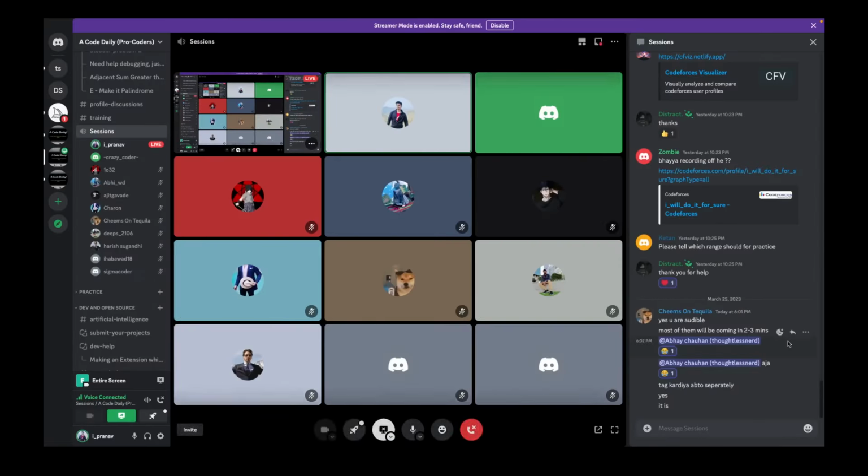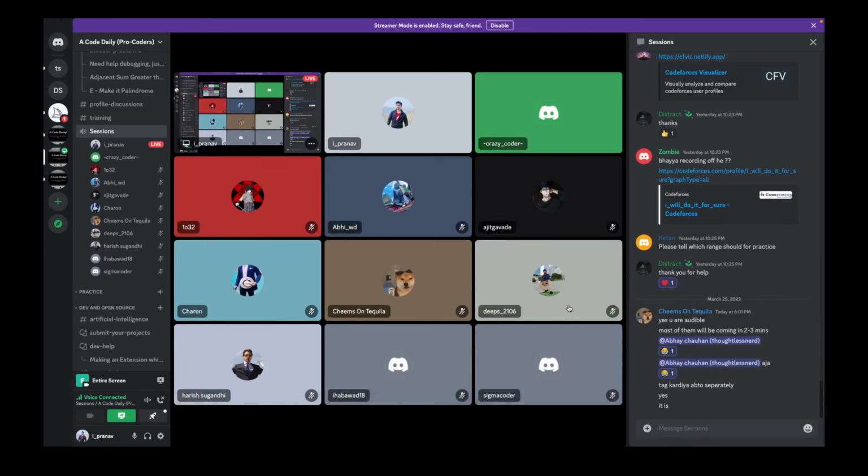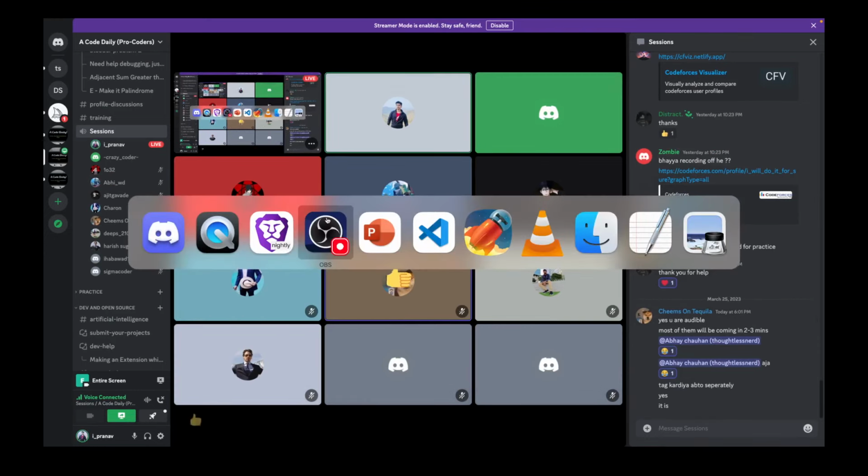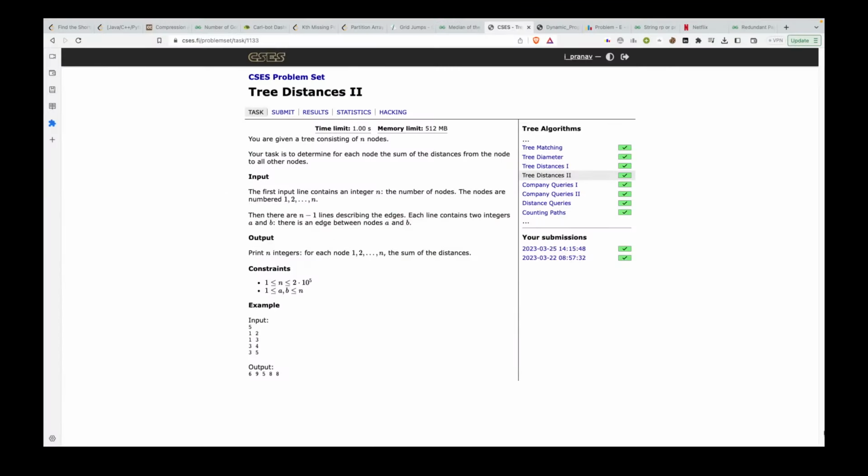So till this point, this is the basic definition. Any doubts? Cool. If you have any doubts, then let me know. Yeah, cool. Okay, so let's discuss the problem.